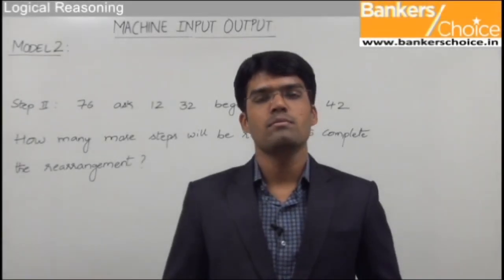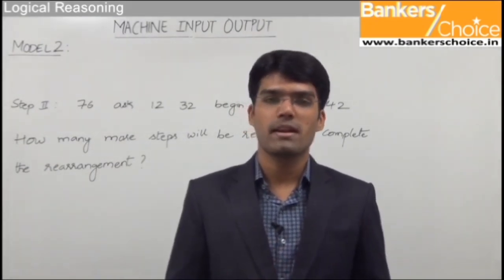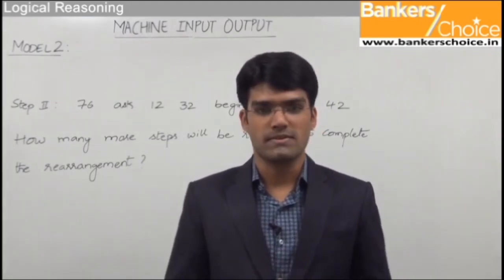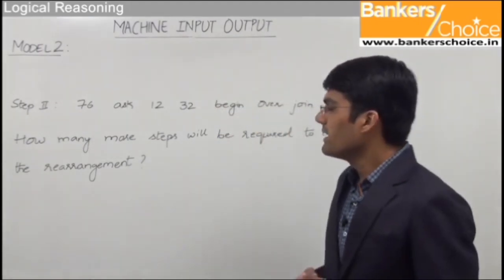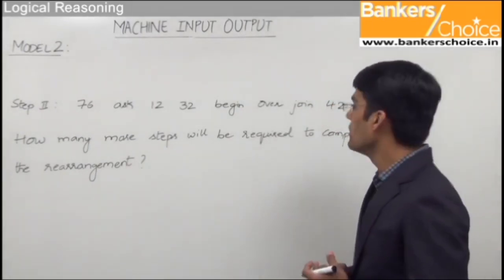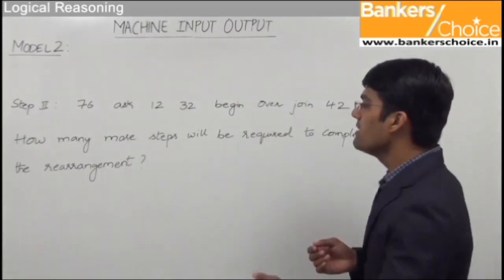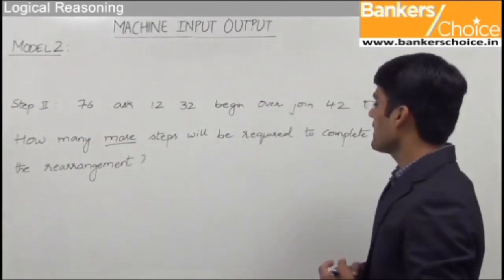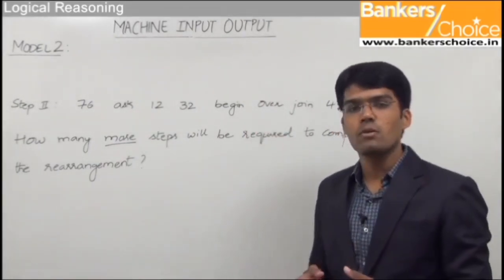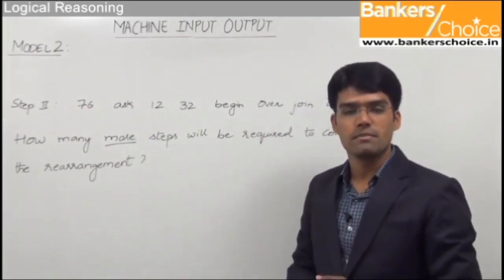Let us now take the second model from machine input output, where we are supposed to find out how many more steps will be required to complete the arrangement when one of the intermediate steps is given to us. Let's take an example. Here the step 2 is 76 ask 12 32 begin over join 42, and the question is how many more steps will be required to complete the rearrangement. So here we are supposed to complete the arrangement and find out how many steps more after step 2 are required to complete the arrangement.